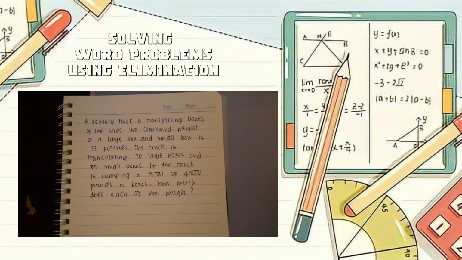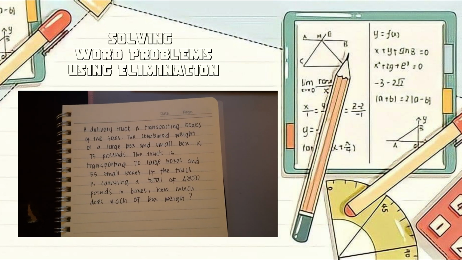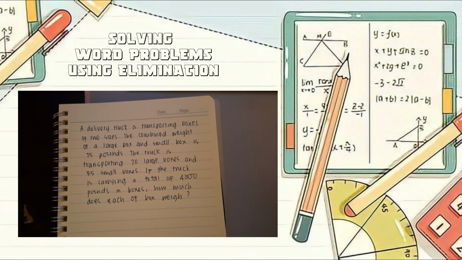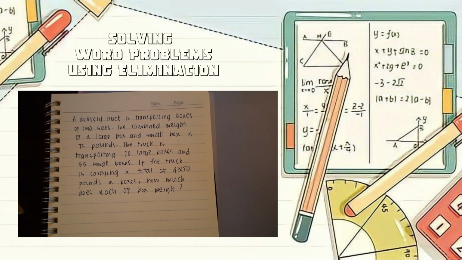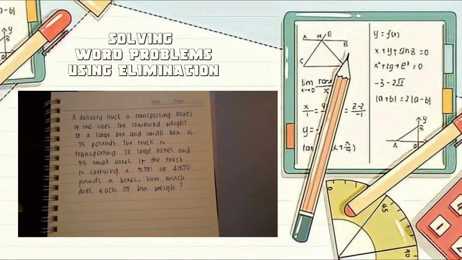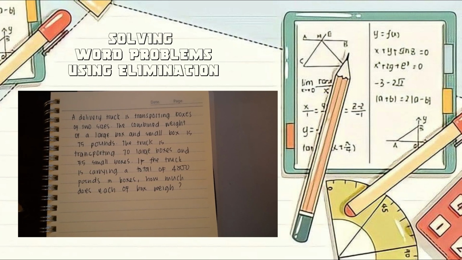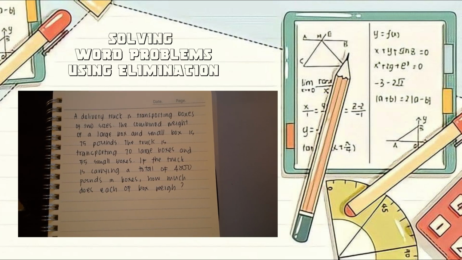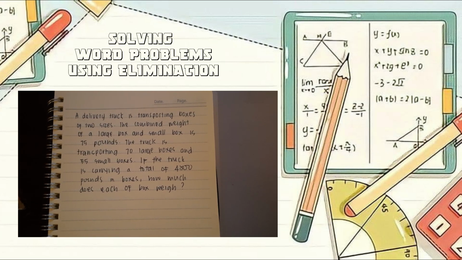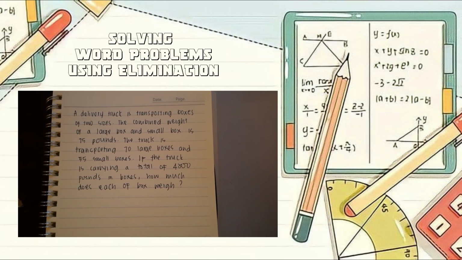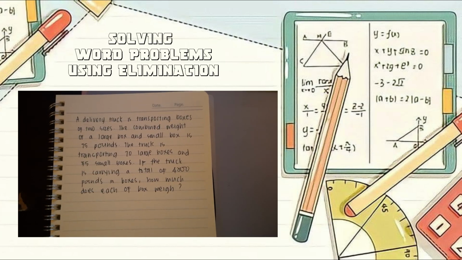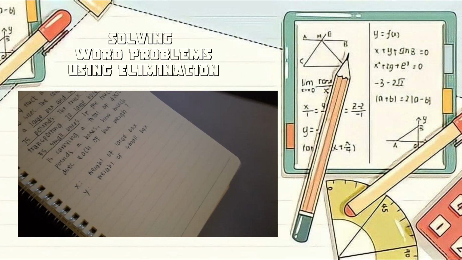Okay, so bale yung word problem na aking nagawa ay a delivery truck is transporting boxes of two sizes. The combined weight of a large box and small box is 75 pounds. The truck is transporting 70 large boxes and 55 small boxes. So if the truck is carrying a total of 4,800 pounds in boxes, how much does each box weigh? So yun po yung hanapin natin. So okay, yun na nga.